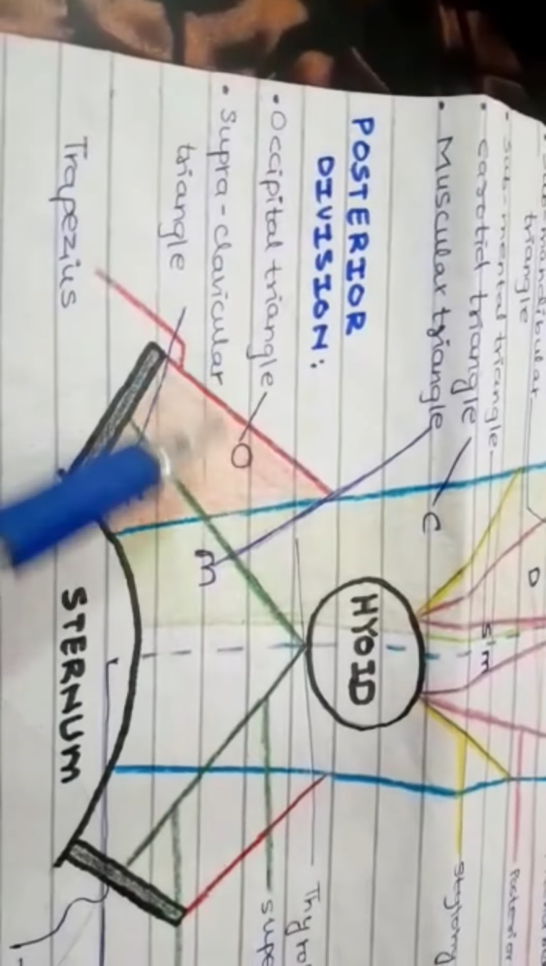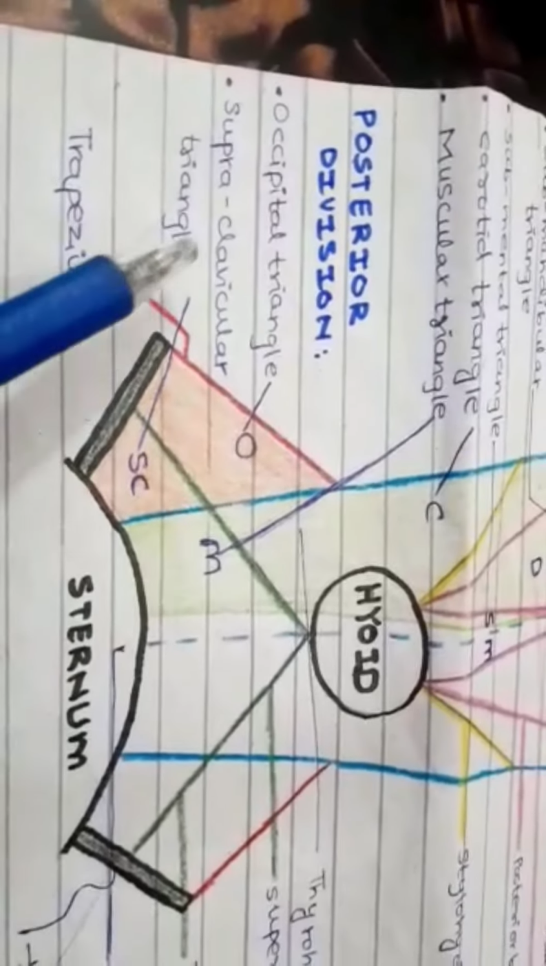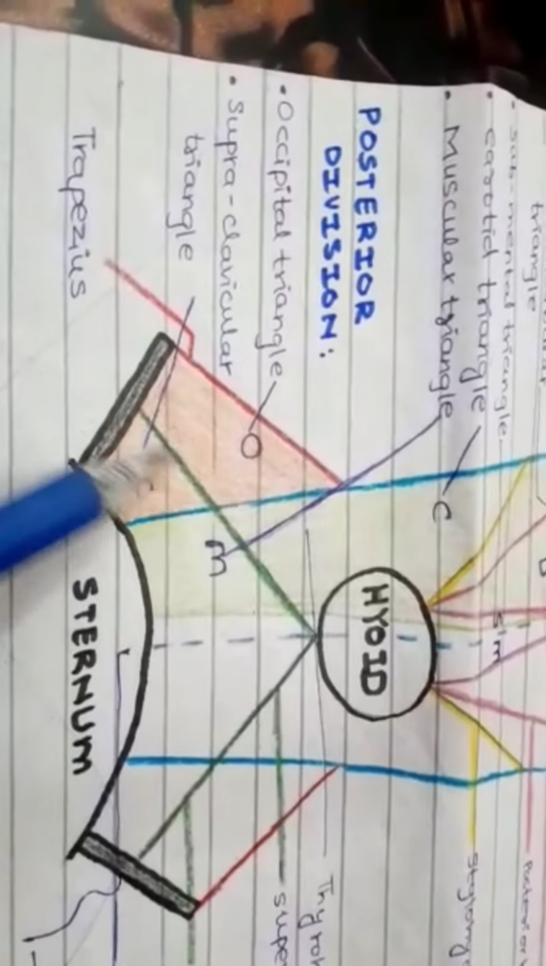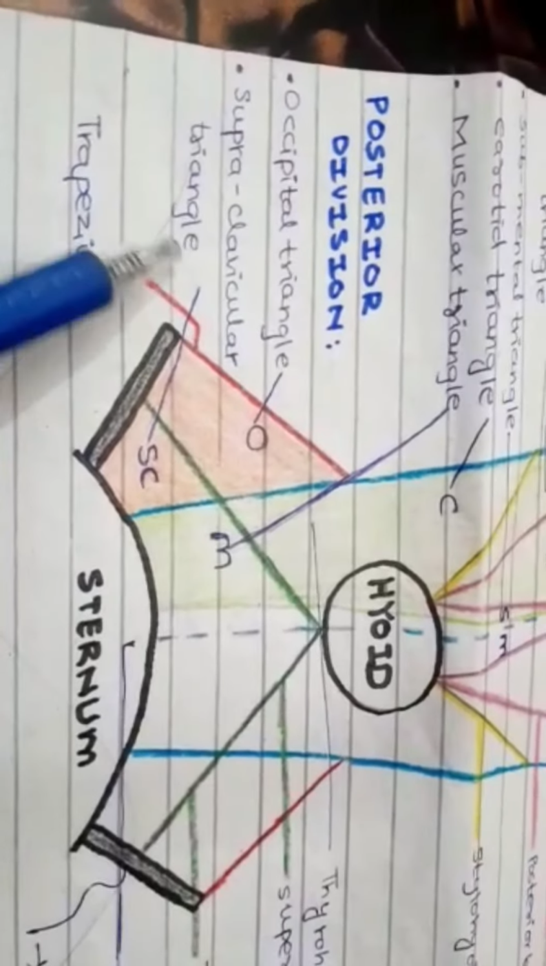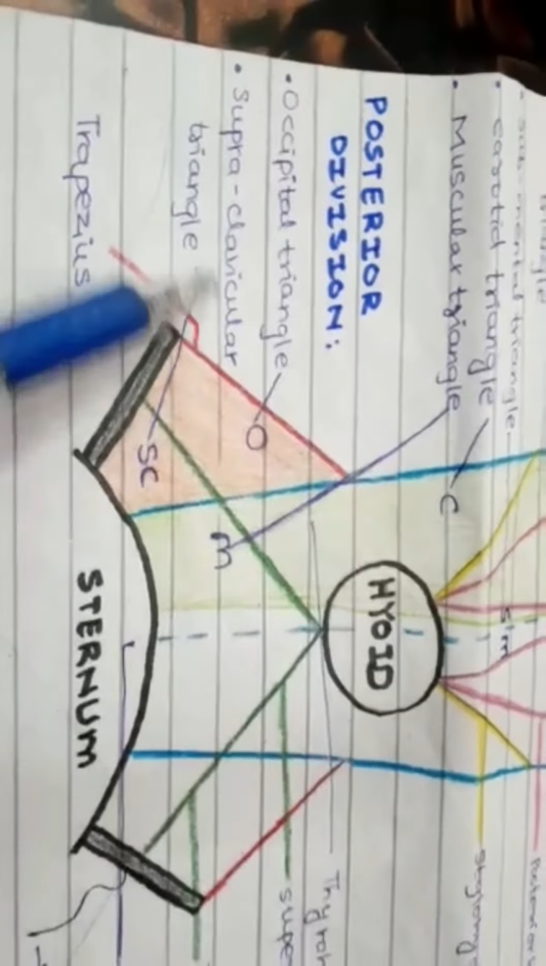Now, we are talking about posterior division. It is further divided into occipital triangle and supraclavicular triangle. The occipital triangle is present in this area and supraclavicular triangle is present right here. As the name shows, supraclavicular, it is related to clavicle or superiorly at the clavicle. Look, this is the upper border of clavicle and this is sternum.